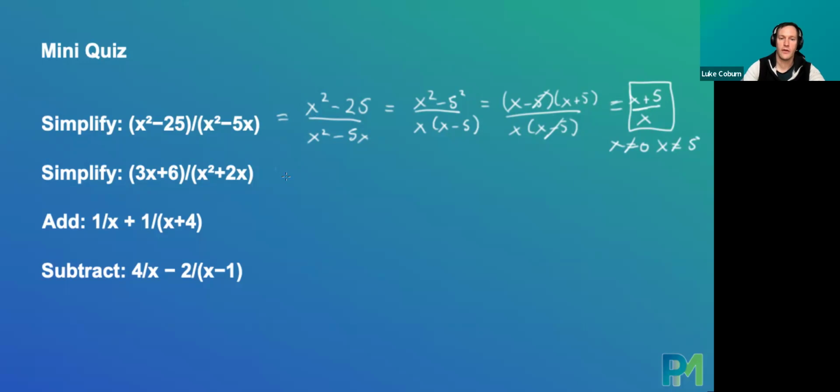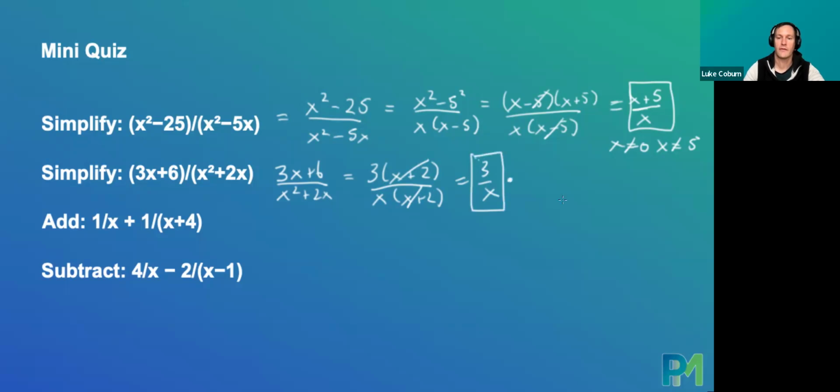Okay, same thing here. 3x plus 6 all over x squared plus 2x. So we have top line 3 into x plus 2, since there is a common factor. Bottom line x into x plus 2. We see that the x plus 2 is on the top and bottom, so we have 3 over x. That's our answer, except we have to say that x is not allowed to be equal to 0, and x is not allowed to be equal to minus 2, or else everything breaks down.